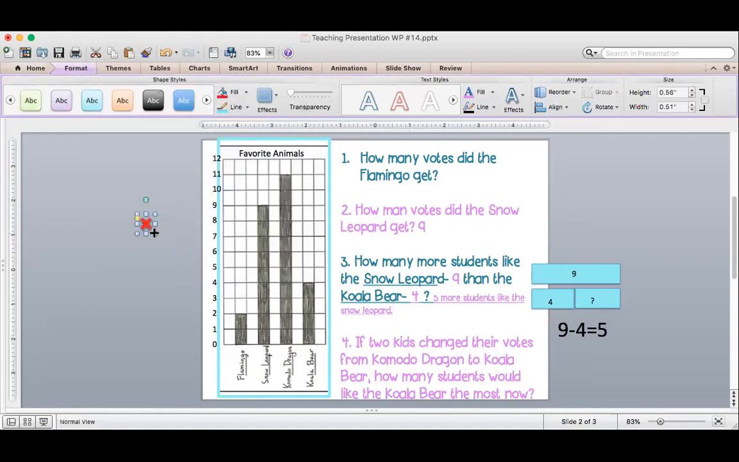We got some people changing their votes. And what did they change their mind about? They changed their votes from Komodo dragon to koala bear. So am I crossing off koala bear votes or am I crossing off Komodo dragon votes?